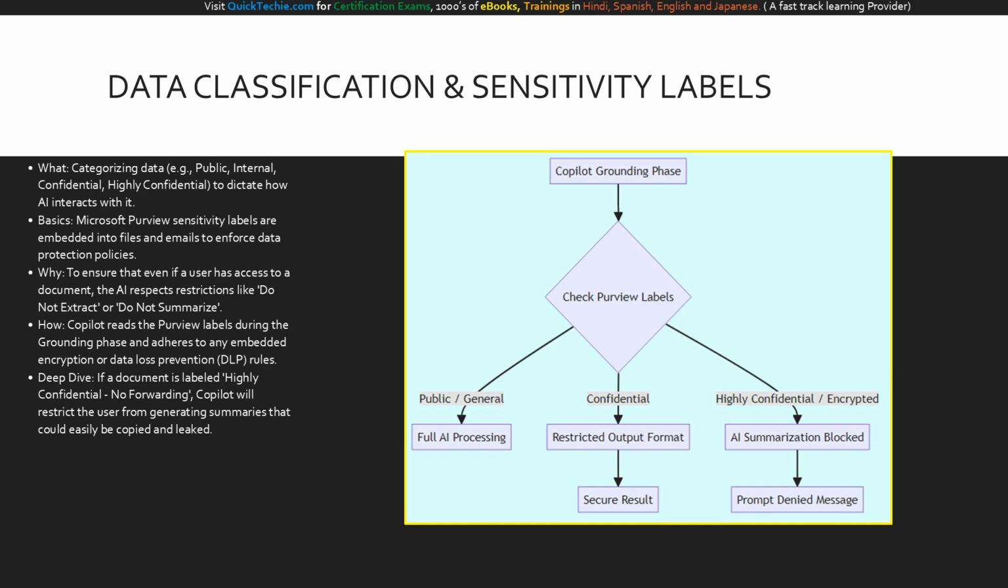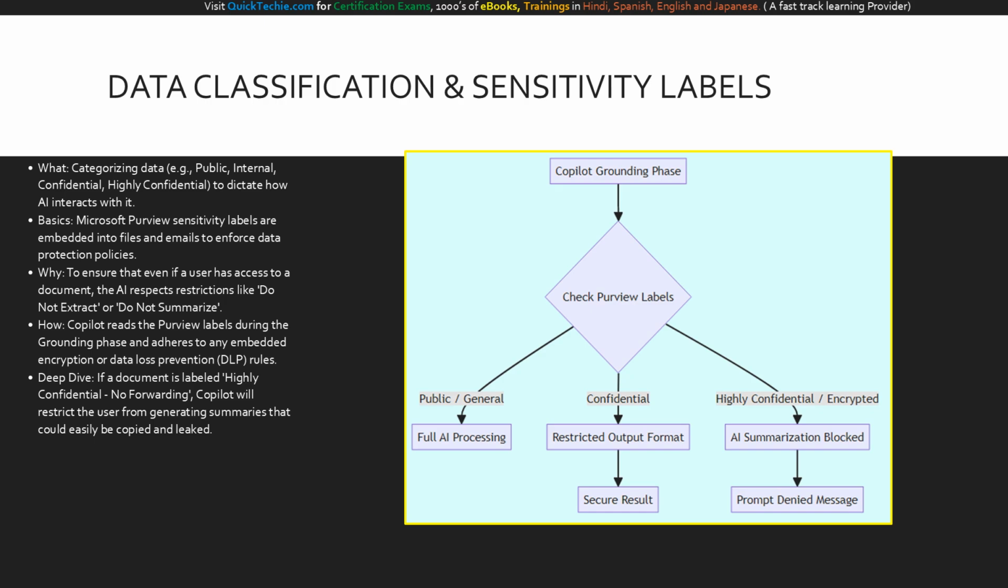Identity is just the first layer. The second layer is the data itself. Enter data classification. In an enterprise, data is tagged with sensitivity labels like public, confidential, or highly confidential. We use Microsoft Purview to embed these labels directly into the metadata of files and emails. Why? Because sometimes simply having access to a file isn't enough. We must control what is done with it.